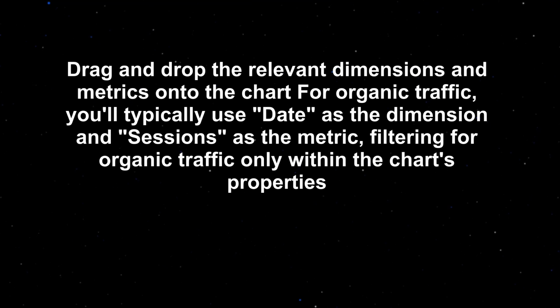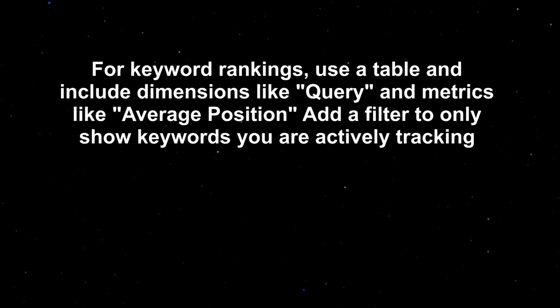For organic traffic, you'll typically use date as the dimension and sessions as the metric, filtering for organic traffic only within the chart's properties. For keyword rankings, use a table and include dimensions like query and metrics like average position. Add a filter to only show keywords you are actively tracking.